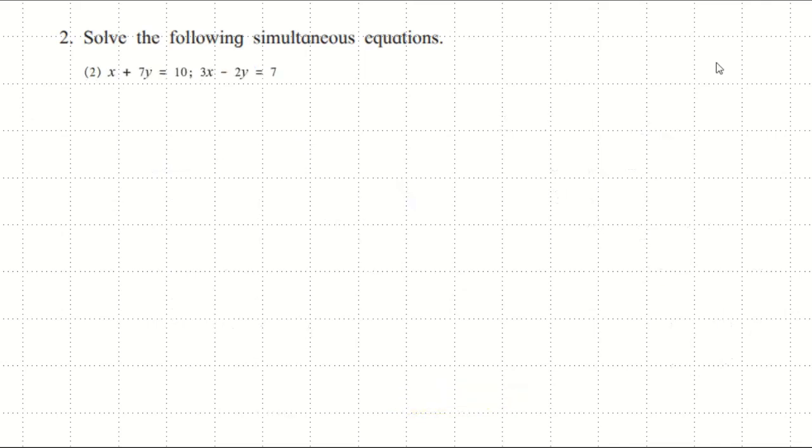Moving on to the next question. Here we have two equations given: x + 7y = 10 and 3x - 2y = 7. Solution. Write down both the equations. x + 7y = 10, be this as equation 1. 3x - 2y = 7, be this as equation 2.